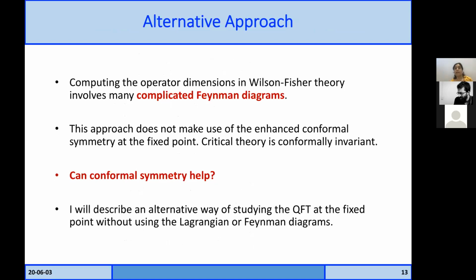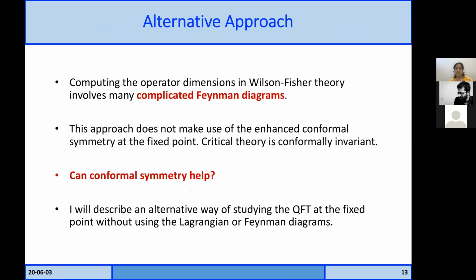So computing the operator dimensions in Wilson-Fisher theory involves many complicated Feynman diagrams, but most importantly, this approach does not make use of the enhanced conformal symmetry at the fixed point. And we know that the critical theory is conformally invariant and we should make use of that. So the question is, can conformal symmetry help?